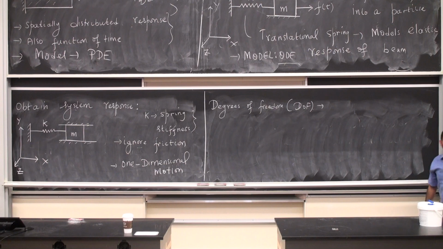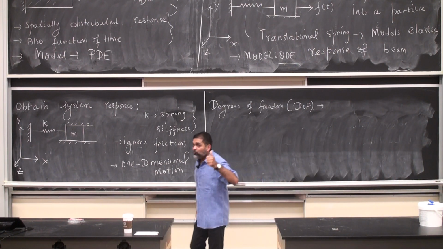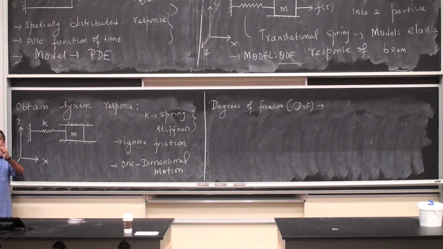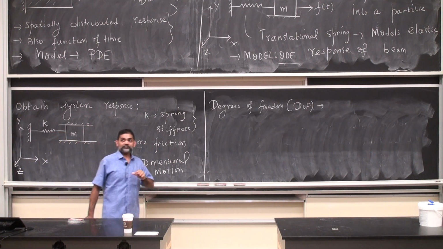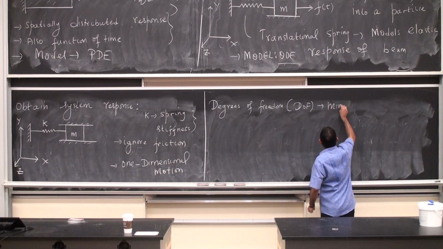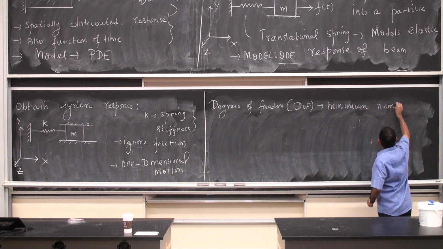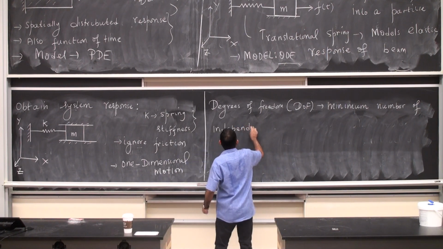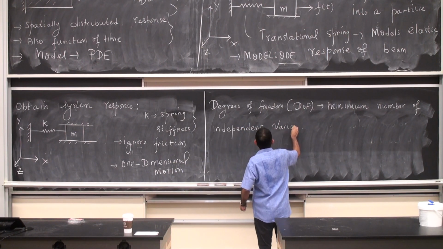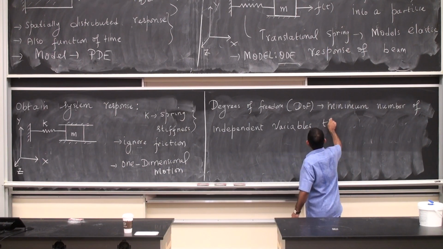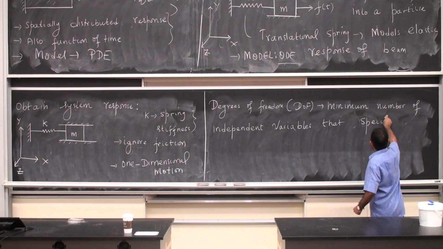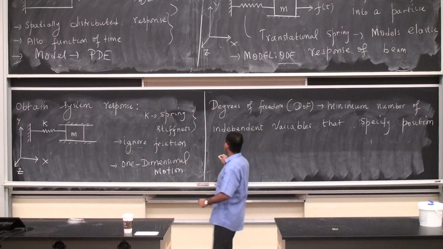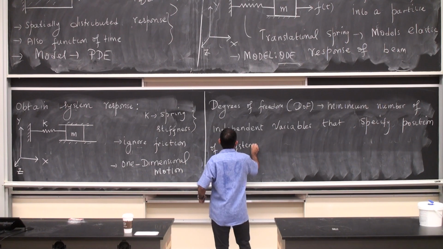Look at the definition. This is the only time I'm going to go over it. It is the minimum number of independent variables that specify the position of the system at any time.